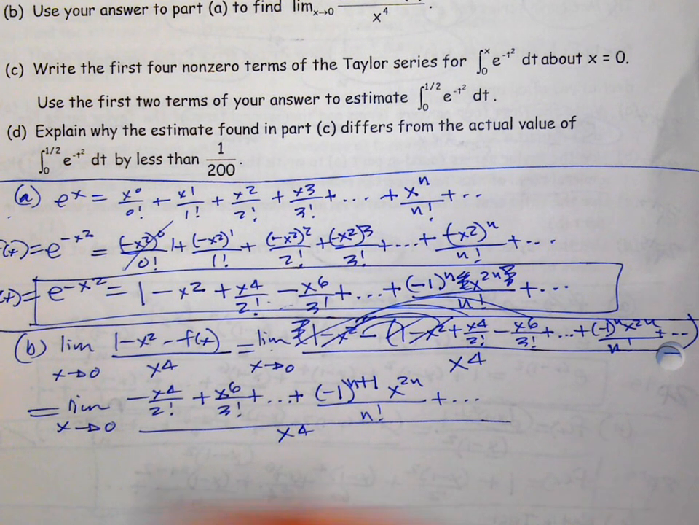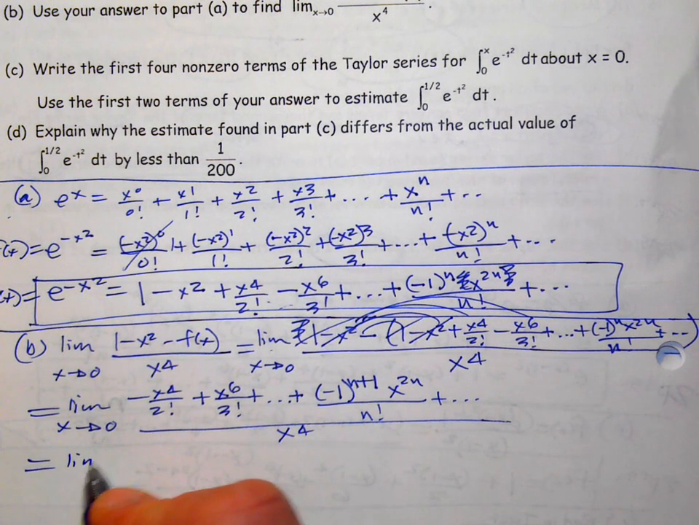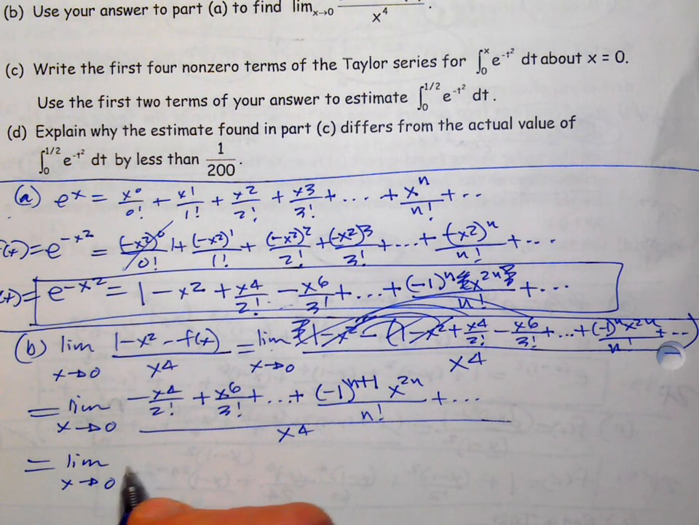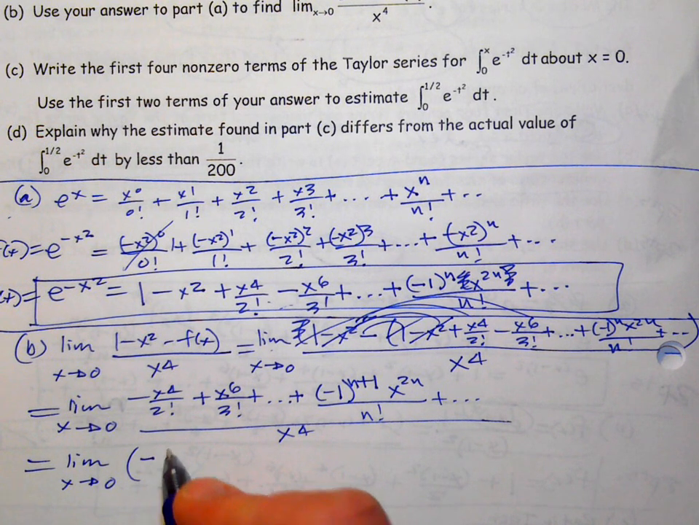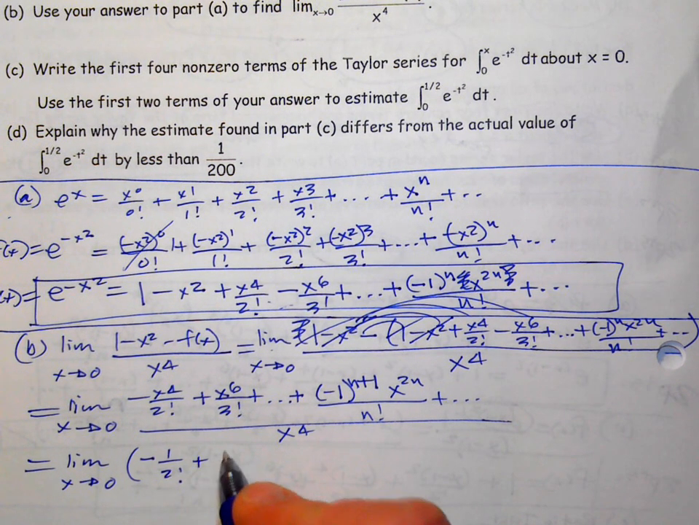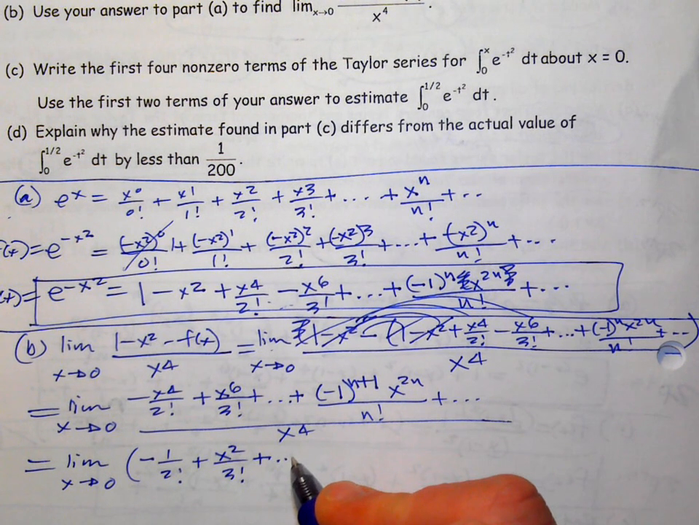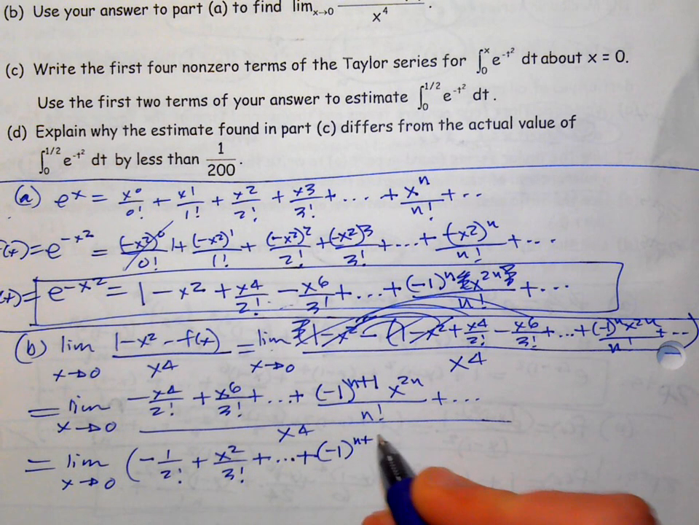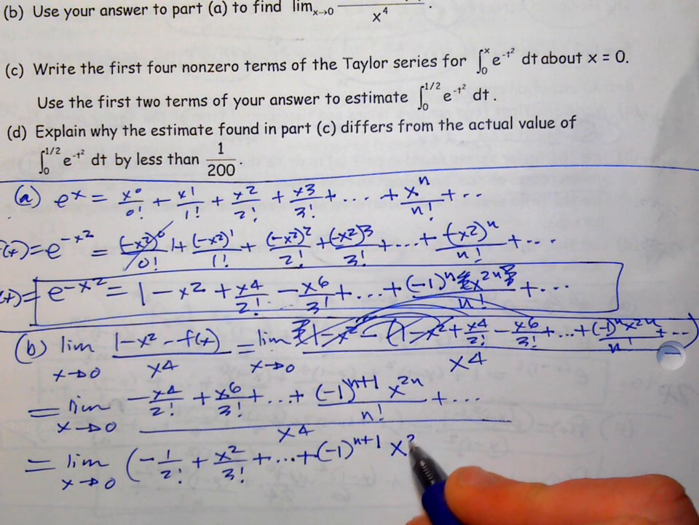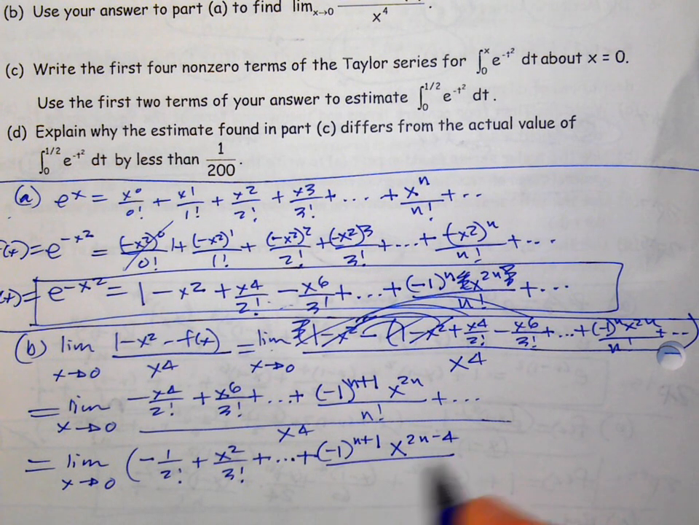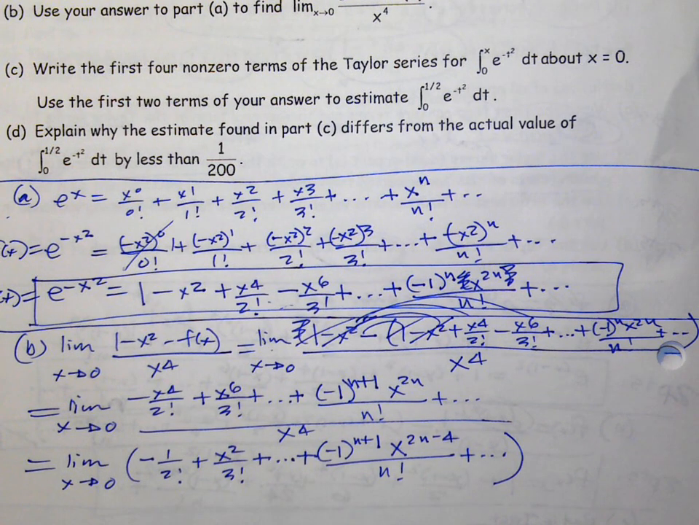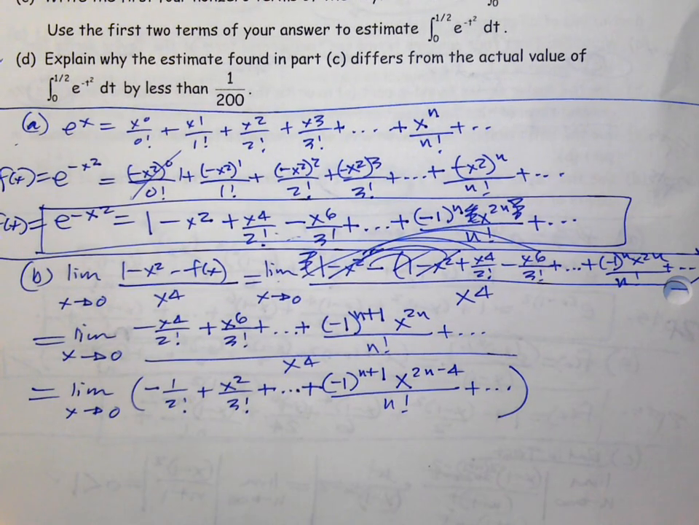Over x to the fourth. Now, we could simplify this even further and say, oh, well, we could divide x to the fourth out of all these terms. And that would give you negative 1 over 2 factorial plus x squared over 3 factorial plus dot dot dot plus negative 1 to the n plus 1 stays the same, x to the 2n minus 4 over n factorial plus dot dot dot. So I just plugged it in and I am simplifying.